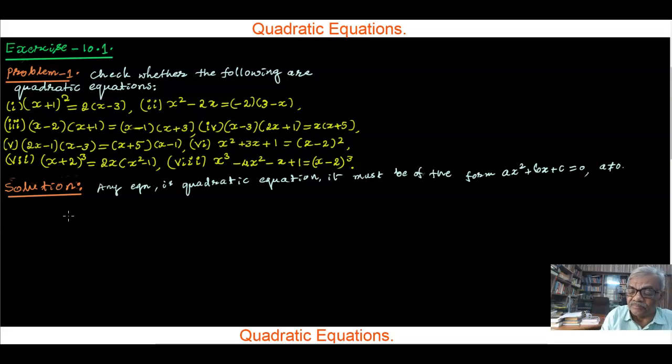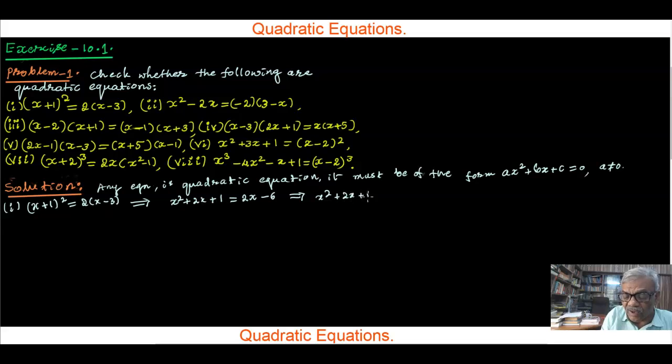With this background, I would like to solve some examples here. Example 1: x plus 1 whole square equal to 2x minus 3. Now we can simplify this as x square plus 2x plus 1 equal to 2x minus 6. Now, taking the terms of the right hand side to the left, we get x square plus 2x plus 1 minus 2x plus 6 is equal to 0.